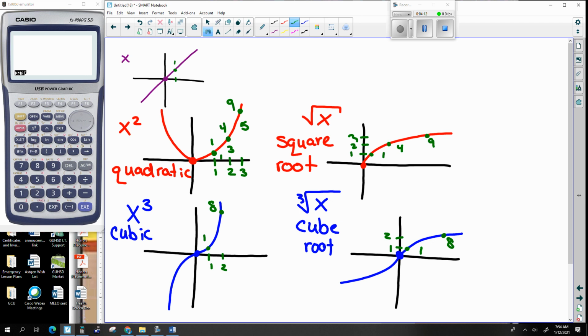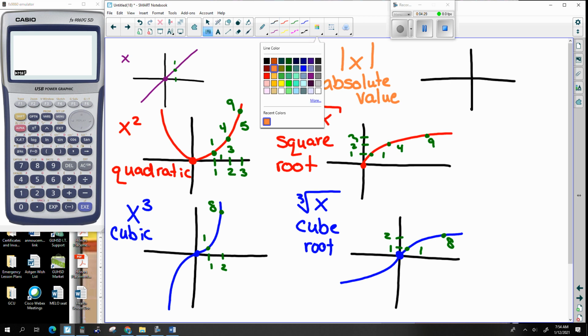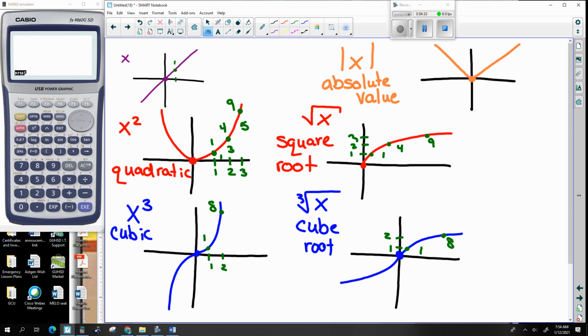Last but not least is the absolute value. Absolute value, and again, what an absolute value looks like is, this is the important piece, and then it's a perfect V, up 1 over 1 kind of slope, up 1 over 1 kind of slope, up 1 over 1. Okay, so these are the different things.